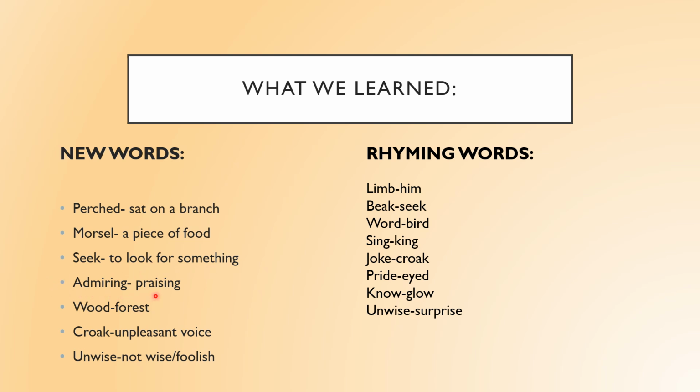Admiring. Admiring means praising. Wood. Wood means forest. Croak. Croak means unpleasant voice. And unwise, that means not wise or foolish.